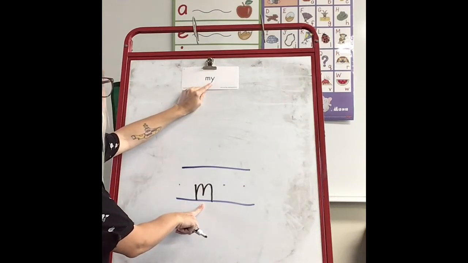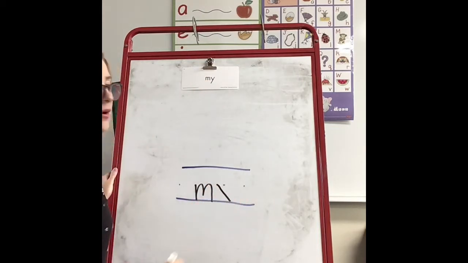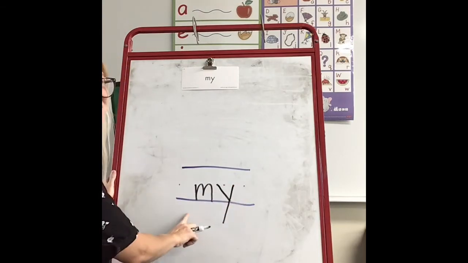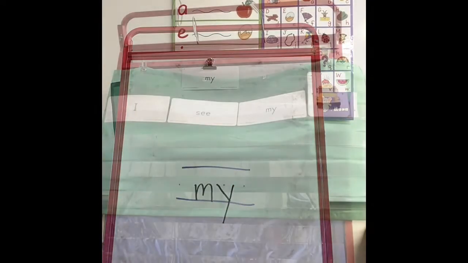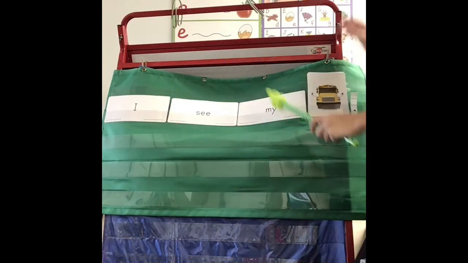Next, I need to write a y. A y is a full letter, so I start in the middle. I slant down, and then slant way down. My. Let's try reading some sentences that have some of our old sight word friends and our new sight word friend, my.